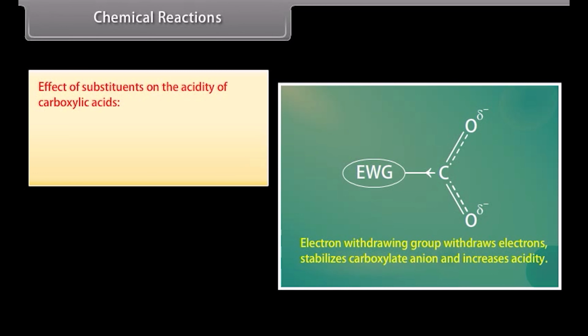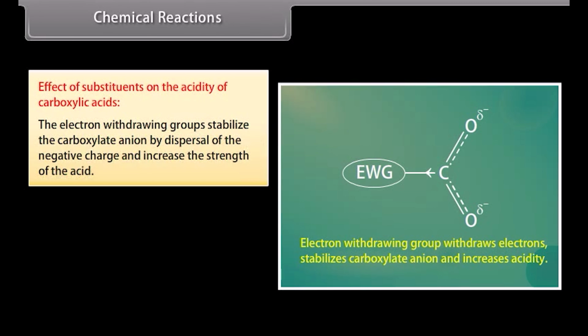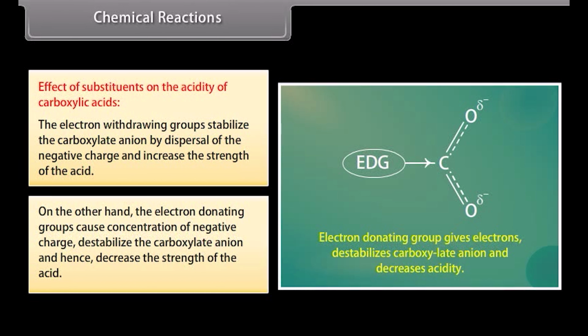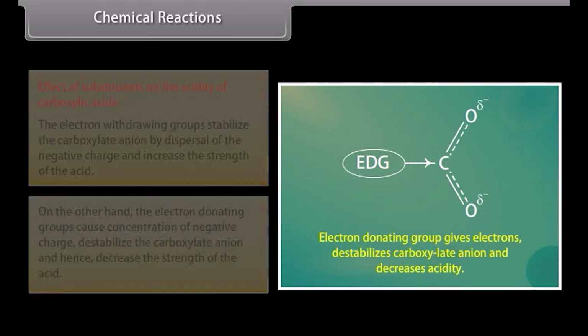Effect of substituents on the acidity of carboxylic acids. The electron withdrawing groups stabilize the carboxylate ion by dispersal of the negative charge and increase the strength of the acid. On the other hand, the electron donating groups cause concentration of negative charge, destabilize the carboxylate anion, and hence decrease the strength of the acid.